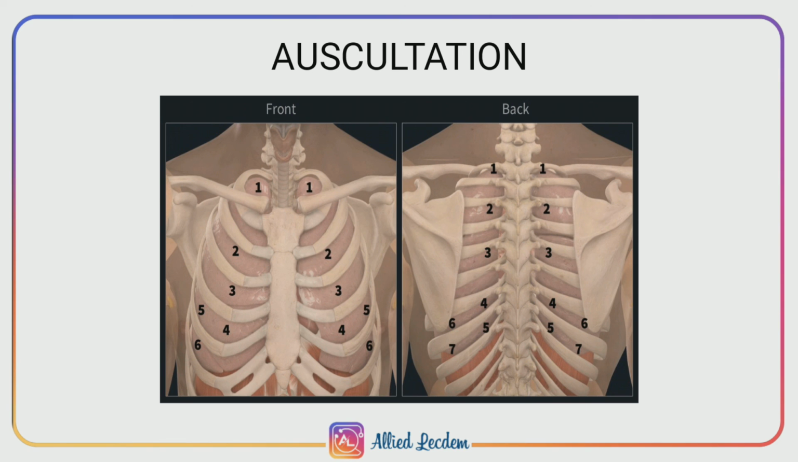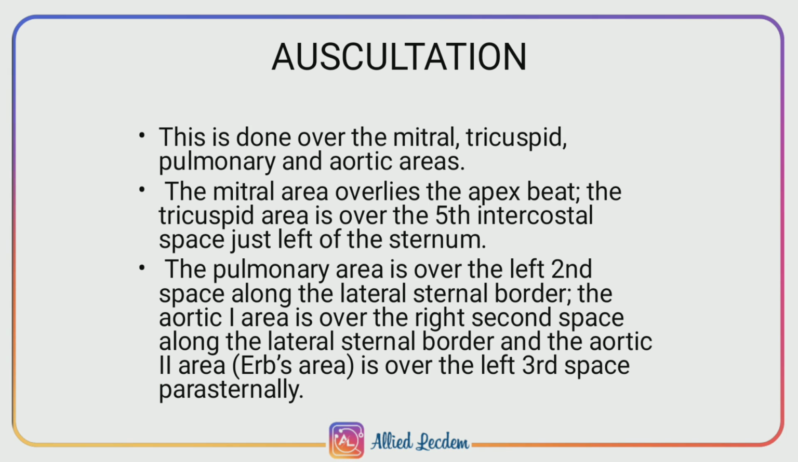Finally, auscultation. This is done over the mitral, tricuspid, pulmonary and the aortic areas. The mitral area overlies the apex beat. The tricuspid area is over the fifth intercostal space just left to the sternum. The pulmonary area is over the left second space along the lateral sternal border, and the aortic 1 area is over the right second space along the lateral sternal border, and the aortic second area, that is the Erb's area, is over the left third space parasternally.